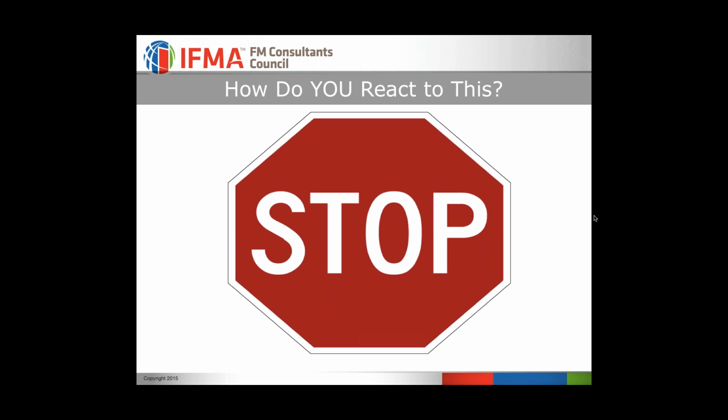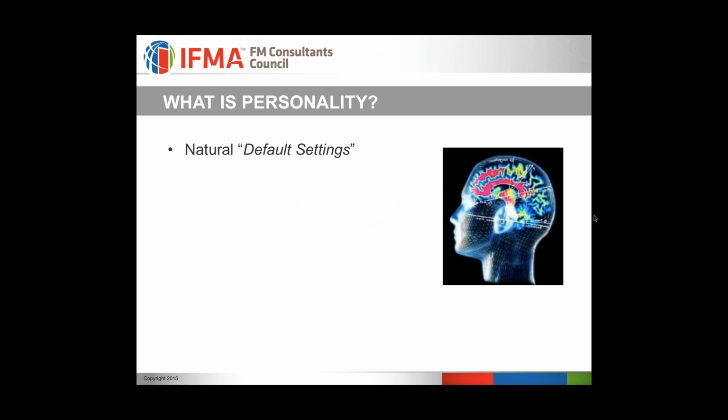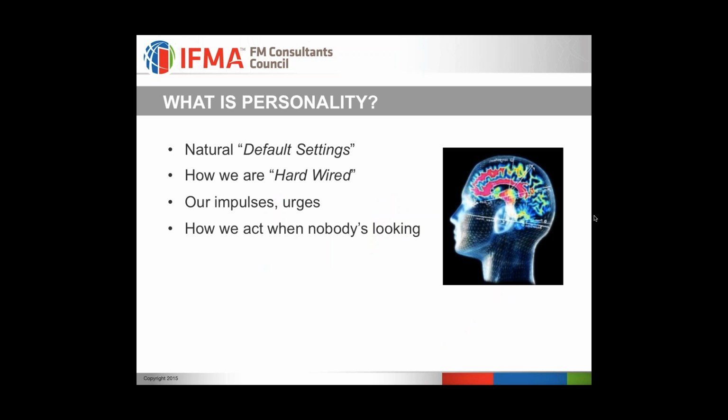And I say, why do you do this? And they say, what do you mean? It's because that's the rule. There are people hardwired that way, that always follow the rules. They're very compliant. That's their natural hardwiring. So this is what we're talking about. You've heard me use terms like default settings, hardwiring. It's our natural impulses and urges. Another way to look at it, it's how we act when nobody's looking.